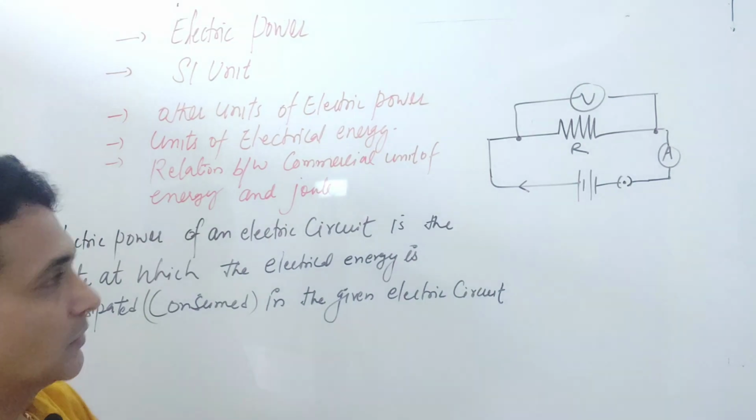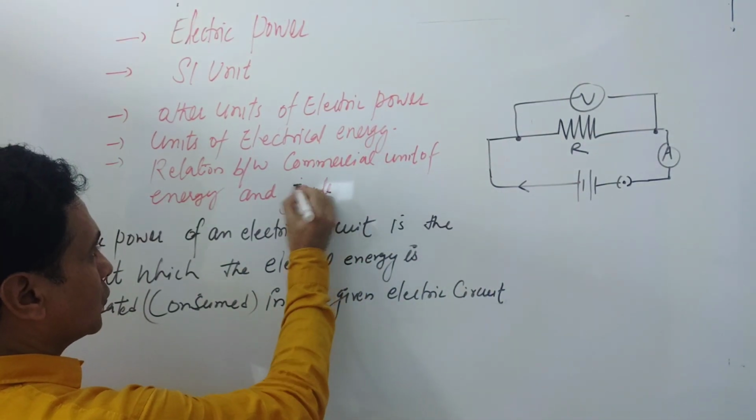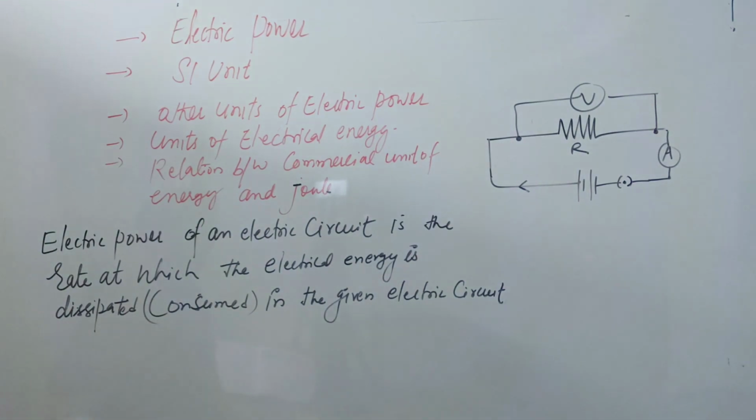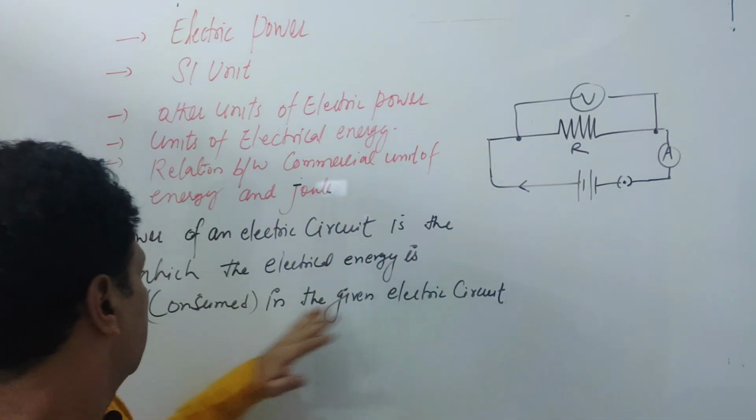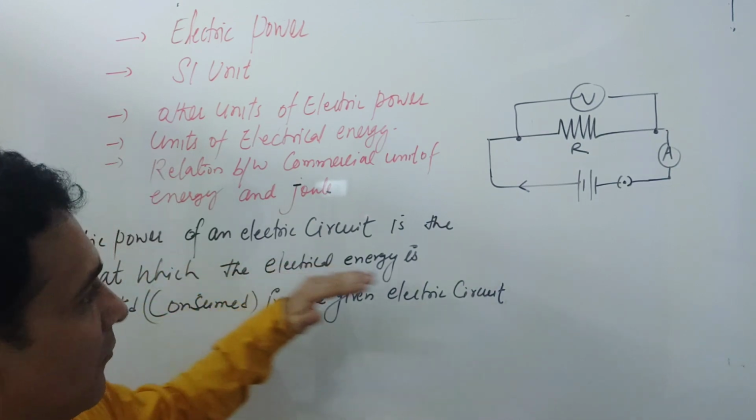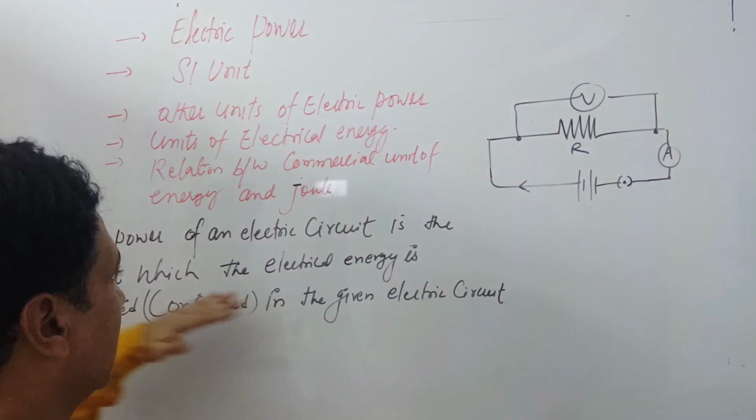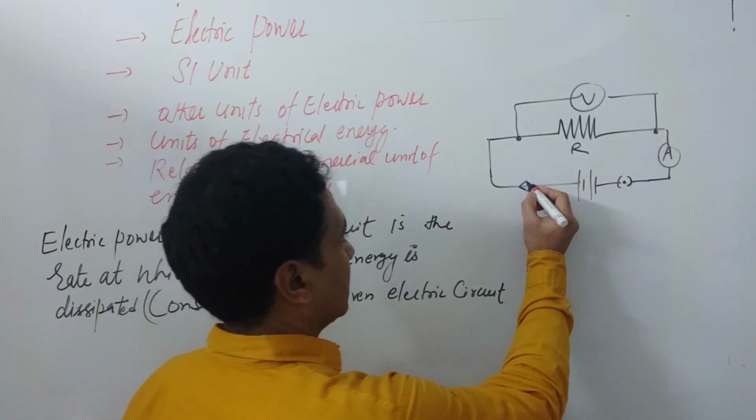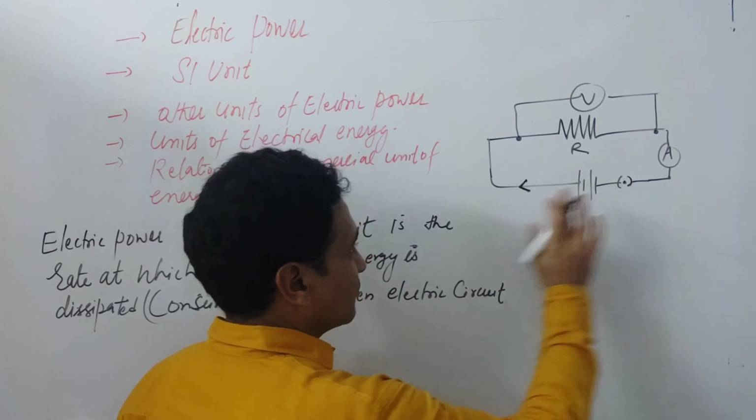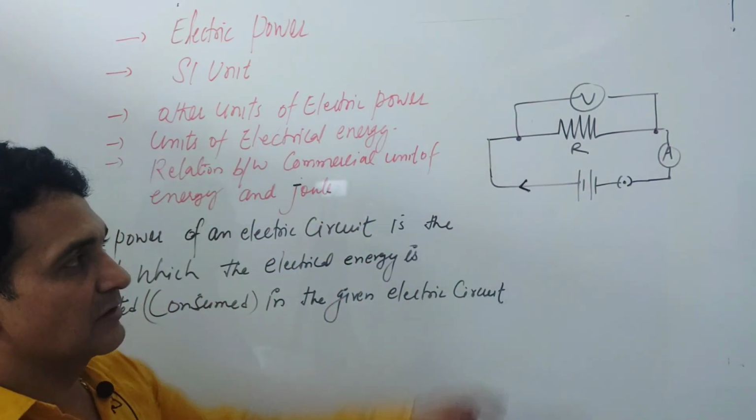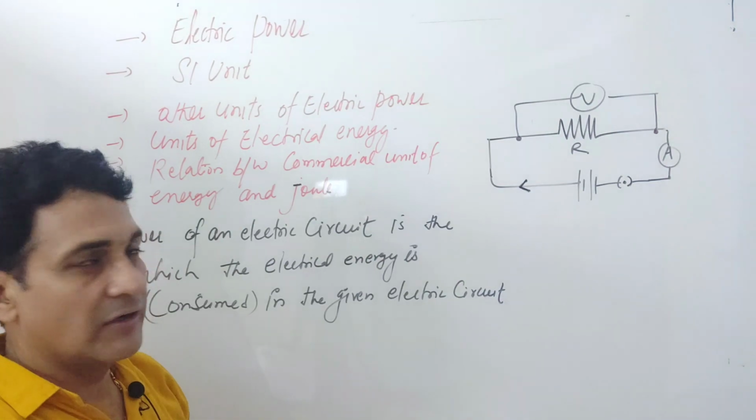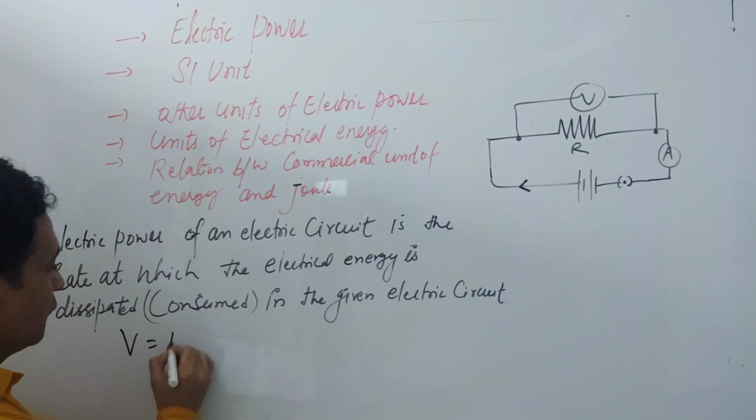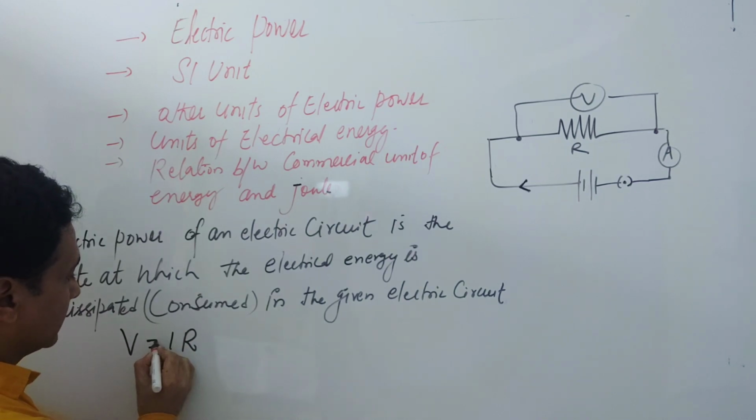and joules, the relation between electric energy and joules, we will find out the relation between these. So electric power of an electric circuit is the rate at which the electrical energy is dissipated or consumed in the electrical circuit. Let us assume that current I is moving through this electric circuit having resistance R for time t, then the potential difference is V equal to IR.